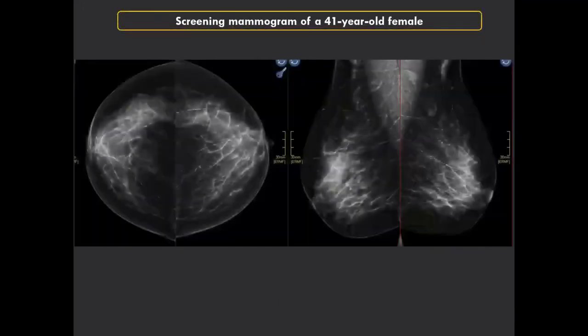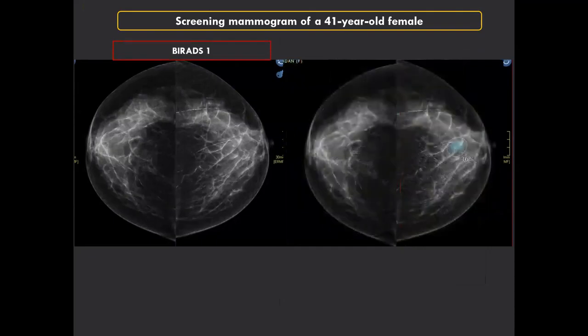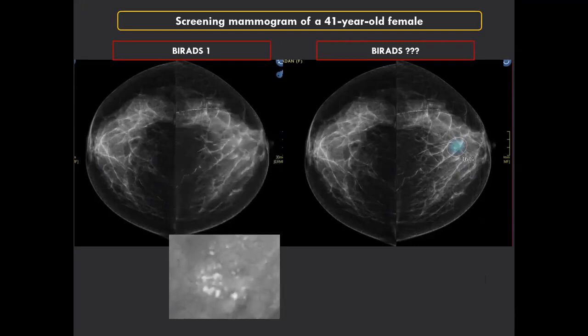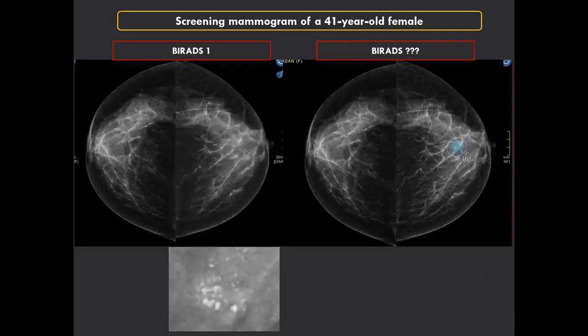This is a screening mammogram of a 41-year-old female, and it was assigned a BI-RADS 1 by one of the colleagues. But when we referred to the artificial intelligence image, it pinpointed an area which showed a low abnormality index of 36% suspicion, but we had to go back to the mammogram to verify that there was no underlying lesion in this area. Unfortunately, going back to her mammogram, we found that there was a very subtle microcalcification underlying the area marked by the artificial intelligence.